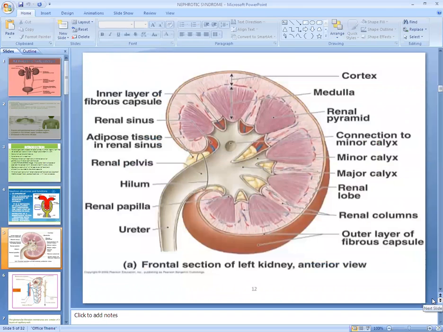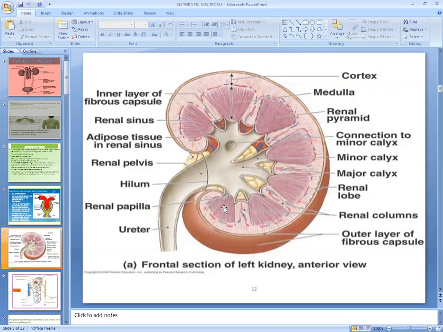So this is the histological section of kidney. See this section. See, this is the renal pelvis as we discussed, which continues as ureter. This is called the hilum part, where the renal artery and vein go in and out. That is the hilum part of the kidney.